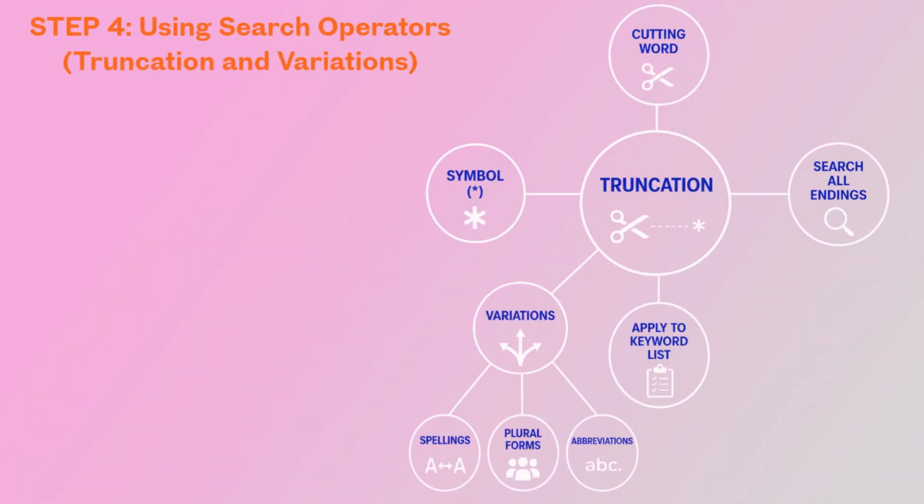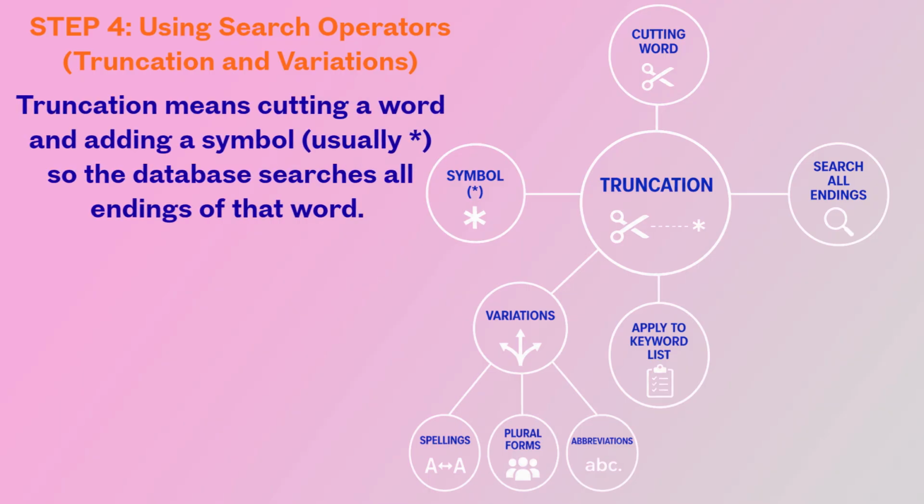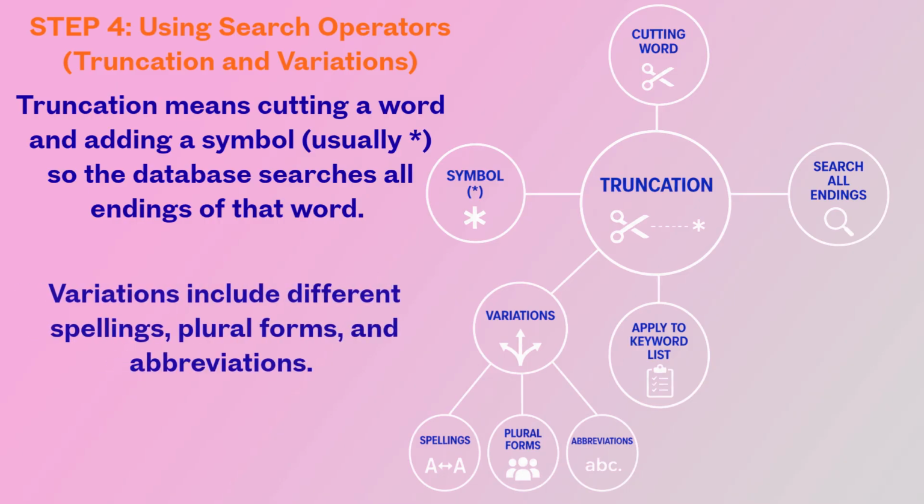Step 4. Using search operators, truncation and variations. Truncation means cutting a word and adding a symbol, usually the asterisk symbol, so the database searches all endings of that word. Variations include different spellings, plural forms, and abbreviations.